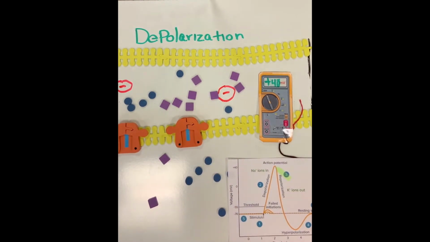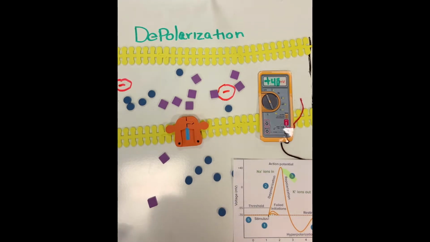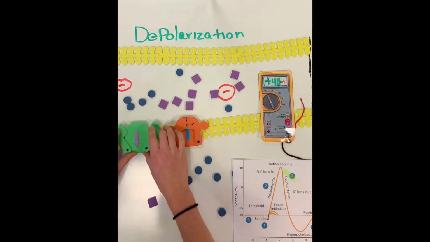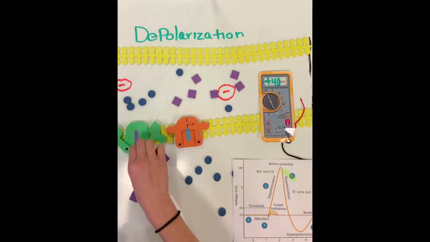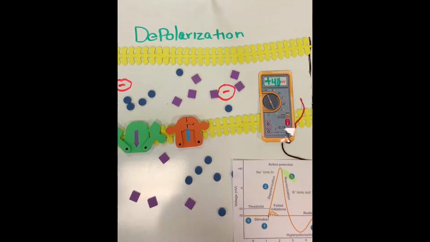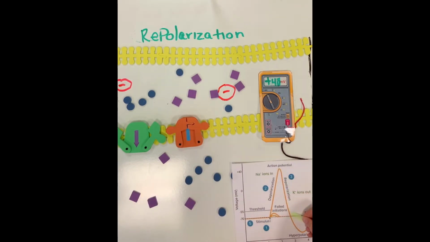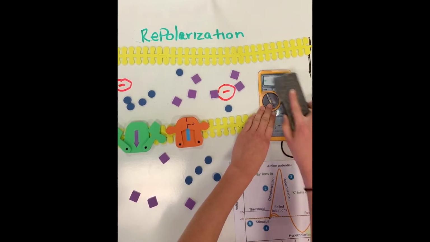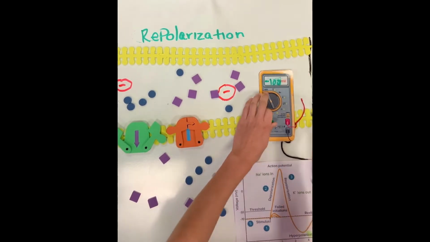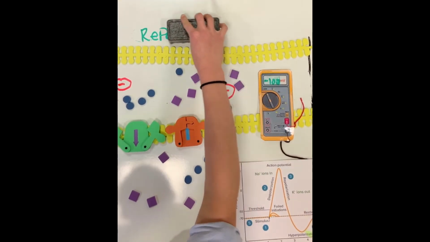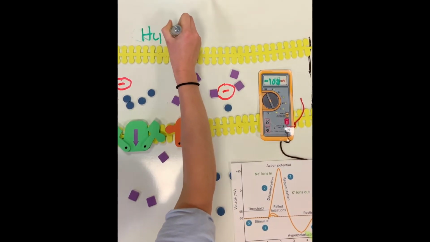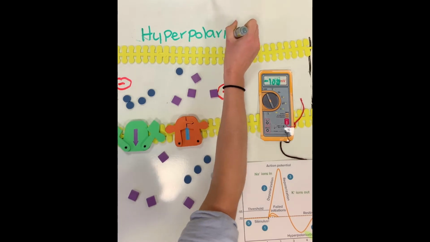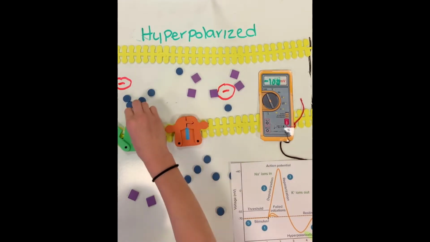Once the peak voltage is reached, gated sodium channels close, stopping the flow of positive ions into the cell. Gated potassium channels open, allowing positively charged potassium ions to flow out of the cell, and the charge of the inside of the neuron begins to drop. This process is called repolarization. Because the potassium channels are slower to close, the cell actually becomes hyperpolarized, meaning its voltage drops below negative 70 millivolts.